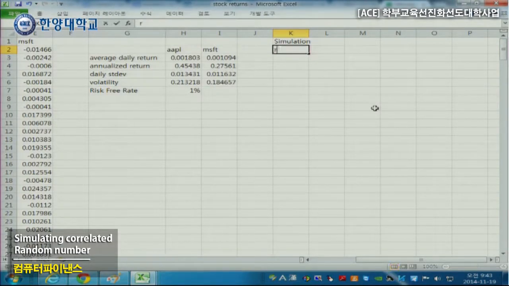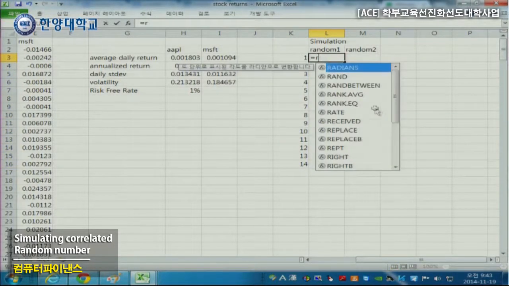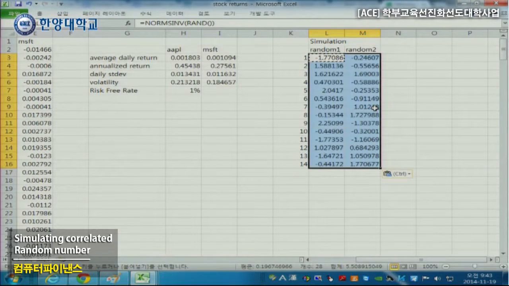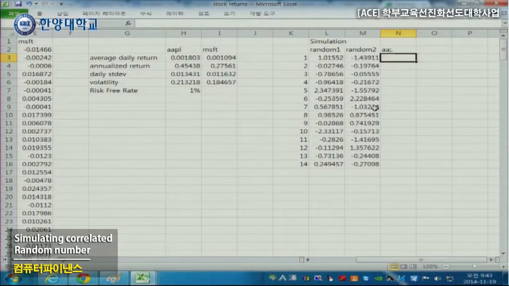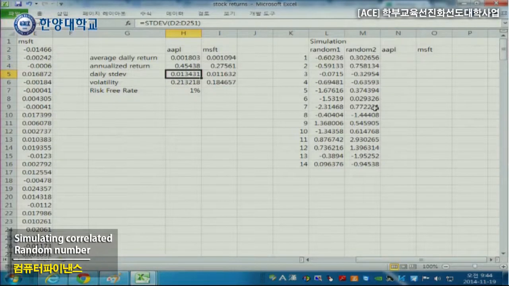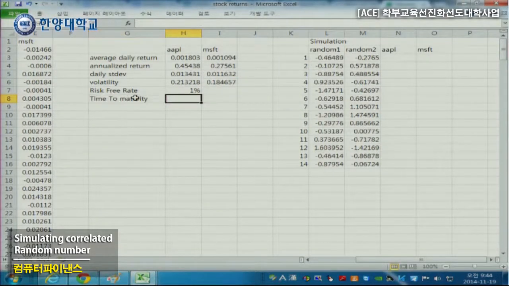So random 1, random 2. Let's simulate the 14 number, norm inverse. If there is no correlation, we can just take two random numbers and simulate two returns, AAPL, MSFT. And let's call this the time to maturity. Let's say time to maturity is like 2 years, okay?